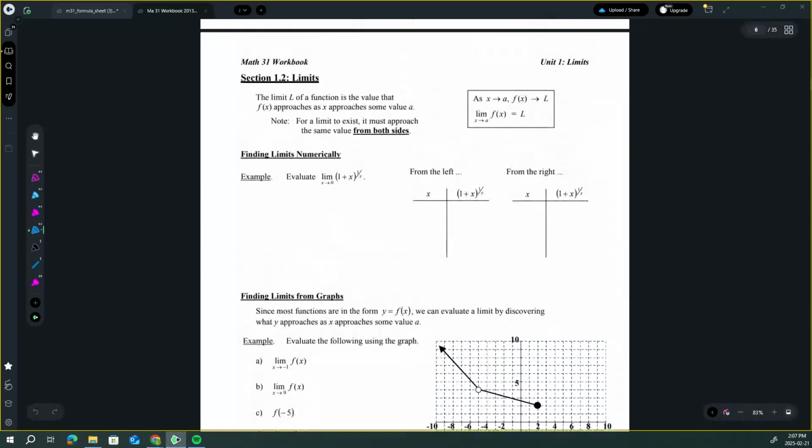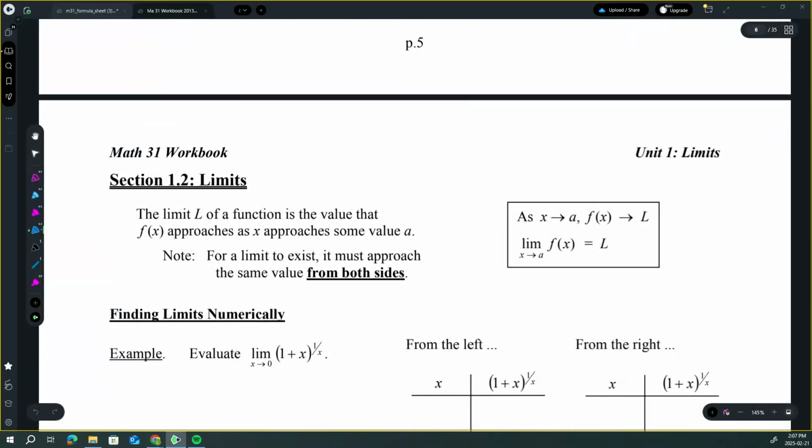Alright, so for me, we're starting off on page 6 here with our limits notes.